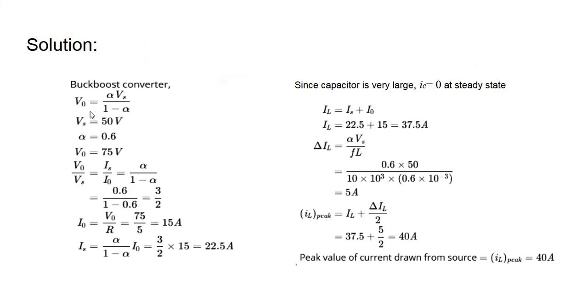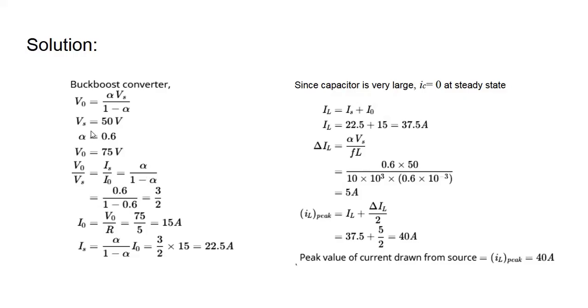For the buck boost converter, we know that the output voltage is alpha Vs by 1 minus alpha, where alpha is the duty ratio. Vs is given as 50 volts and the duty ratio is given as 0.6. So we can find V0 as 75 volts. And we know that for an ideal circuit, V0 I0 equals Vs Is. So Is by I0 equals alpha by 1 minus alpha.